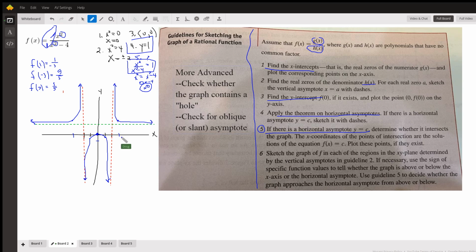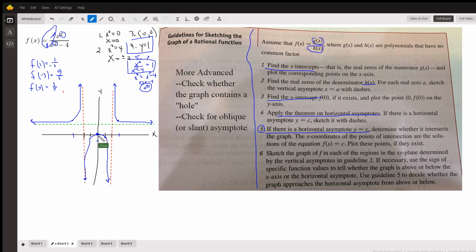What did I do here? F of 1. Oh, here's f of 1 right here. Okay, there's the negative 1/3 right there. I was thinking that was the one.